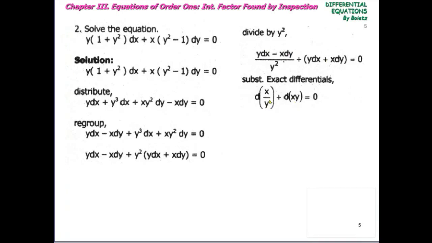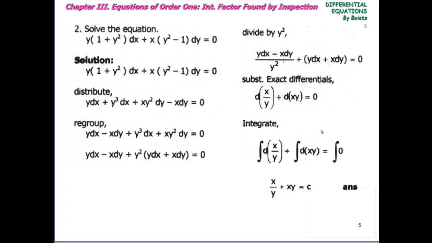Okay. So therefore, ano na siya? Direct integrable na siya. Pwede na natin siyang integrate. So integrate mo to. Again, parang magiging u lang ito eh. This will become integral of du or x over y. Similarly here, integral of du which is xy and xy equals c. And that is your answer. You can still multiply this by y, pero wag na lang. That is already your final answer.